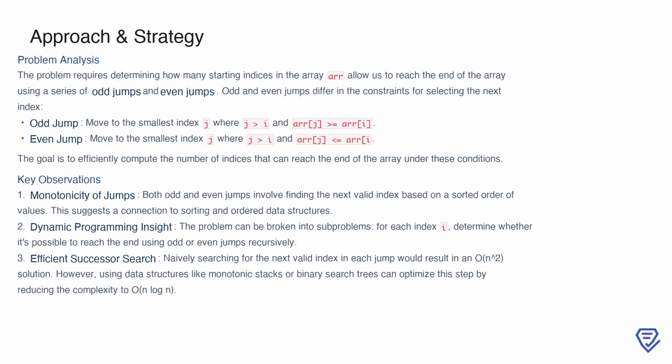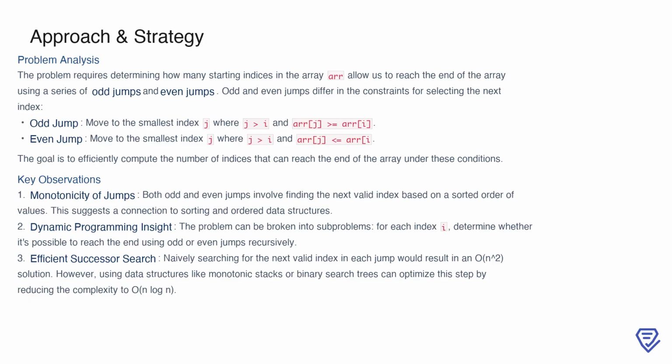For an odd jump, we move to the smallest index greater than the current index where the value is at least as large as the current value. For an even jump, we move to the smallest index greater than the current index where the value is at most the current value. The challenge lies in efficiently calculating these jumps for each index in the array.